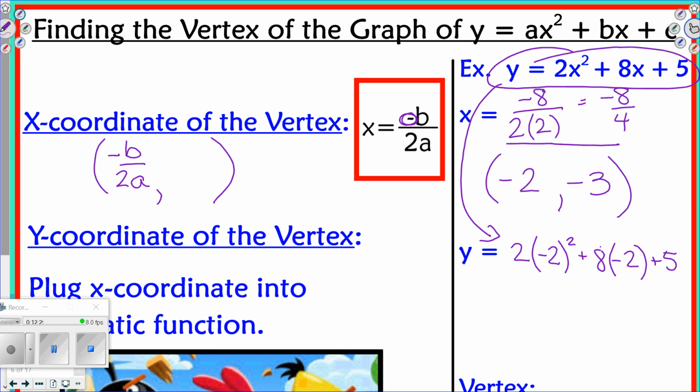So where is your vertex located? It is located at negative 2, negative 3. So it'd be back 2 and down 3. You guys okay? All right, you're good.